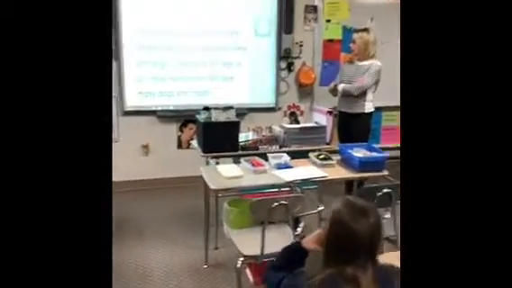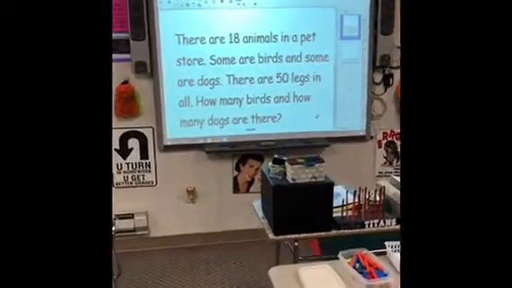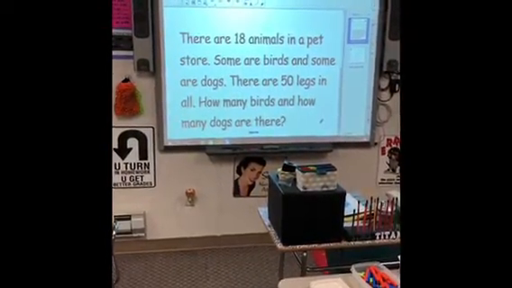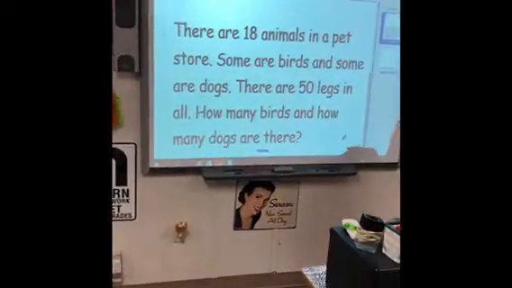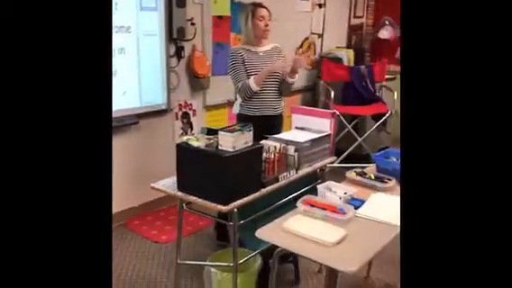There are 18 animals in a pet store. Some are birds and some are dogs. There are 50 legs in all. How many birds and how many dogs are there? Okay, so we are going to look in this problem at what we know to figure out what we don't know. Who can tell me something we know in this problem?